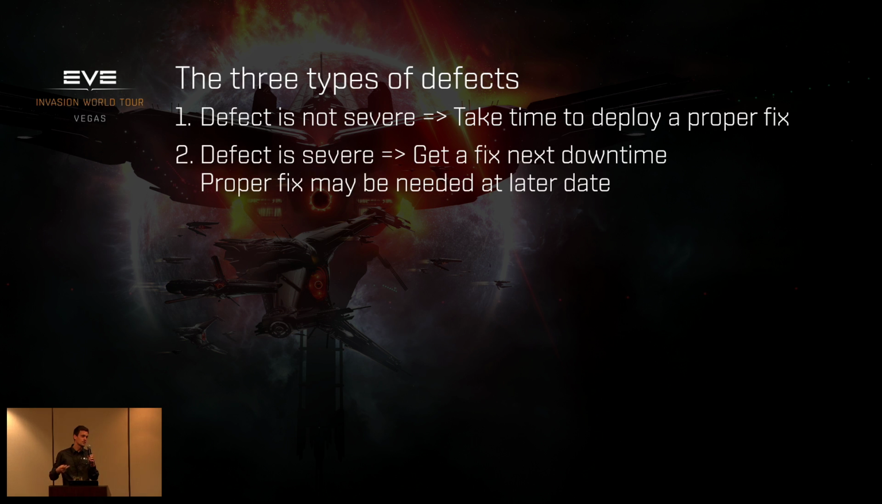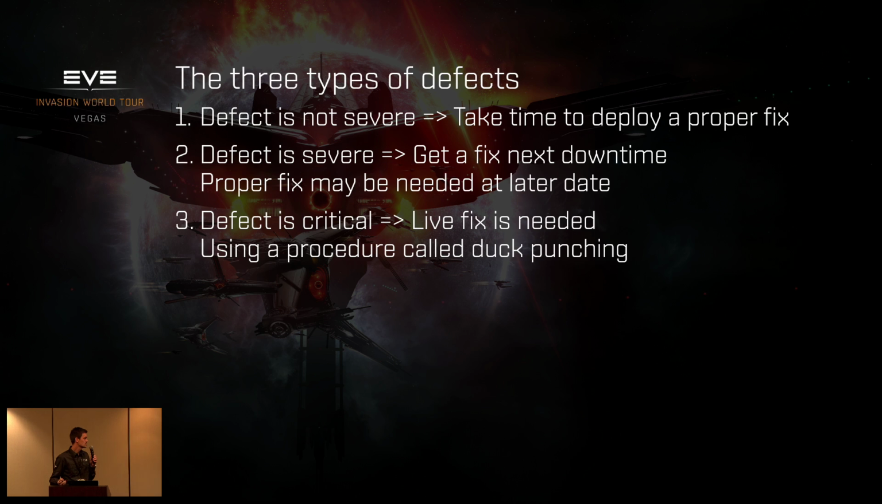If the defect is severe, we have to deploy a fix usually the following day. And we may not have time to figure out all the reasons why it got put into production. It's like a patching job. We just put a Boolean flag in some function. So we still may have to get back to it and create a proper fix for it. Now, if the defect is really critical, we may have to do a live fix. And we don't really have a rolling update thing, so we use a procedure called duck punching.